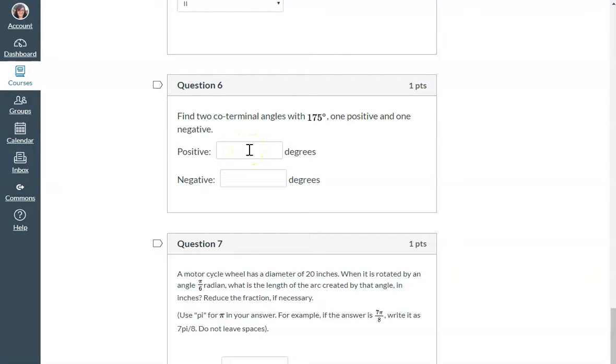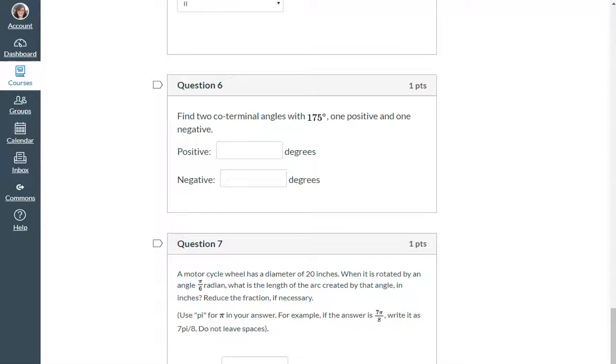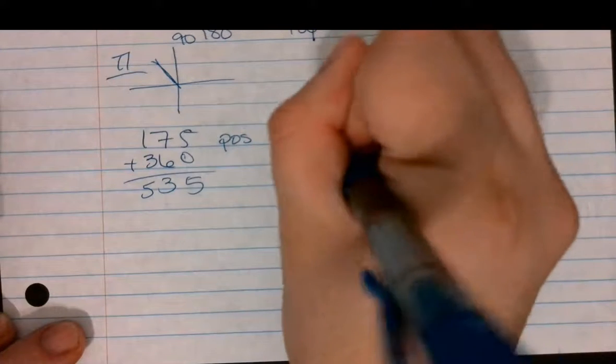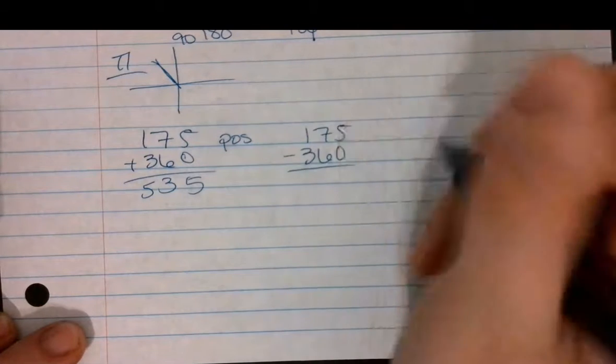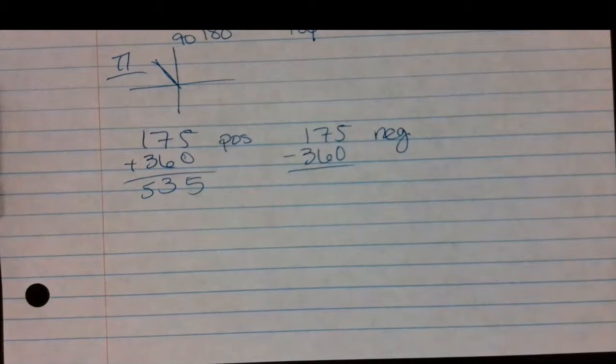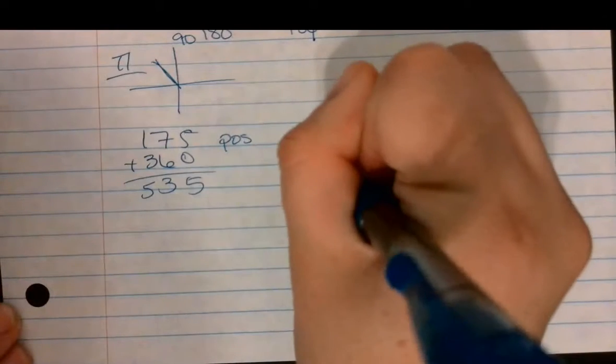Number 6 wants me to find a positive and negative angle coterminal with 175. Yeah, 175. So for my negative, or I'll do positive first. I add 360, which gives me 535. For my negative, I subtract 360. I don't know why I keep putting my calculator away. I still need it. Which gives me negative 185.